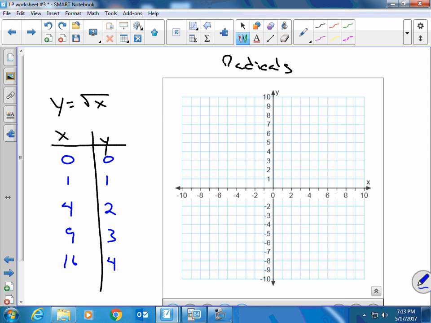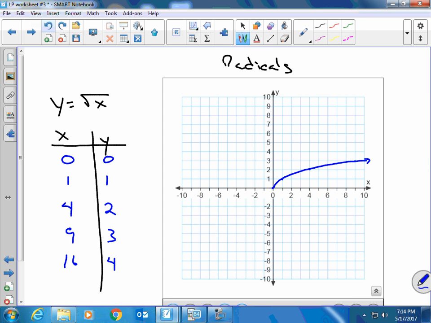Let's plot those points. When x is 0, y is 0. When x is 1, y is 1. When x is 4, y is 2. When x is 9, y is 3. Do we see the shape? Sketch a quick graph. Connecting the points, and there is the shape of a square root graph.